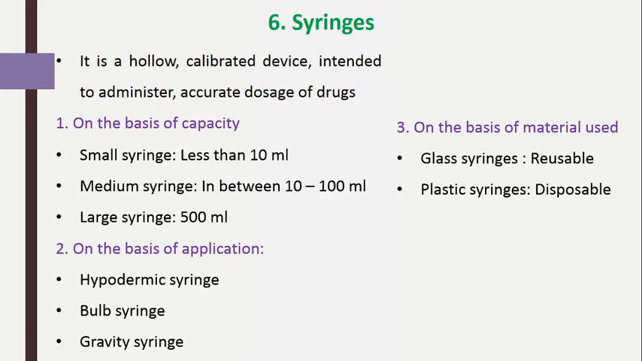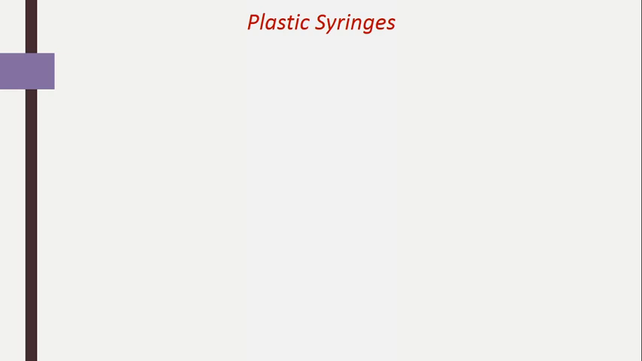In the next slide we will see the plastic syringes. Plastic syringes are classified into two types, that is 2-piece syringes and 3-piece syringes. This classification is on the basis of how many parts are present in the syringe. As the name itself indicates, in a 2-piece syringe 2 parts are present, and in a 3-piece syringe 3 parts are present.